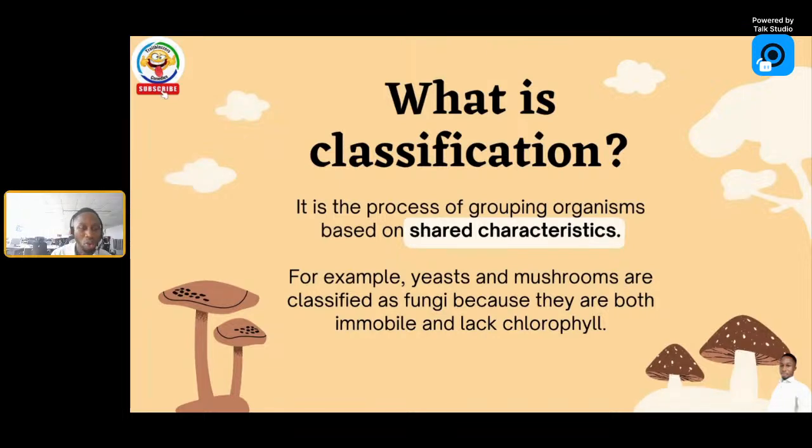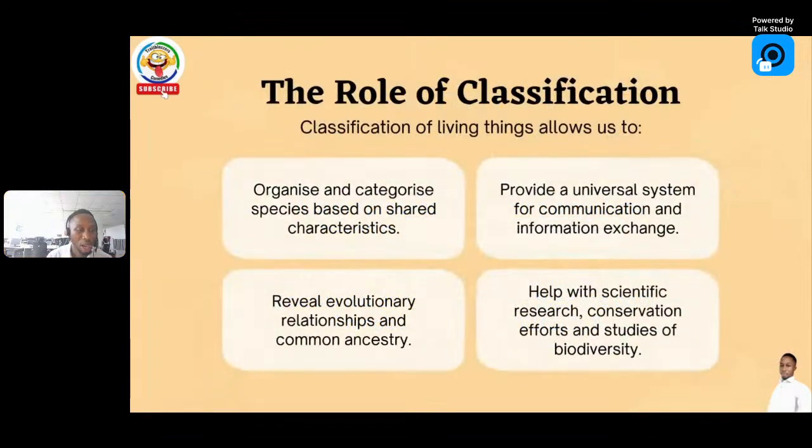Now let's move on. So let's check the next slide. What is the role of classification? What do you think is the role of classification? Classification of living things allows us to do the following. Number one, organize and categorize species based on shared characteristics.